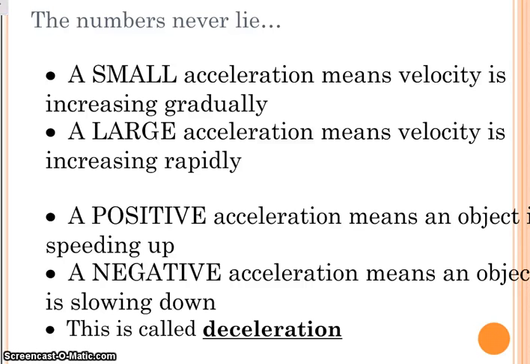Numbers never lie, of course. So small acceleration means velocity is increasing gradually. And on the opposite end of that scale, if we have a large acceleration, our velocity is changing very rapidly. Positive acceleration means we're speeding up. Negative acceleration means an object's slowing down. So if you think about the positive acceleration, that was the green light example I gave you, speeding up. Negative acceleration would be slowing down, or what you guys commonly call deceleration. But please keep in mind, guys, that deceleration is still an example of acceleration. It's just a more specific type, acceleration in the negative.